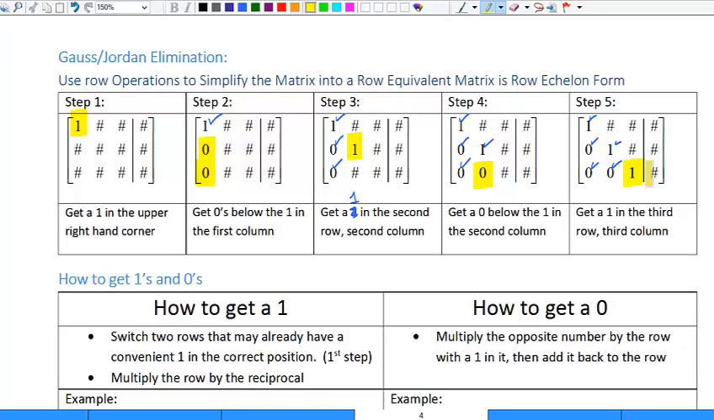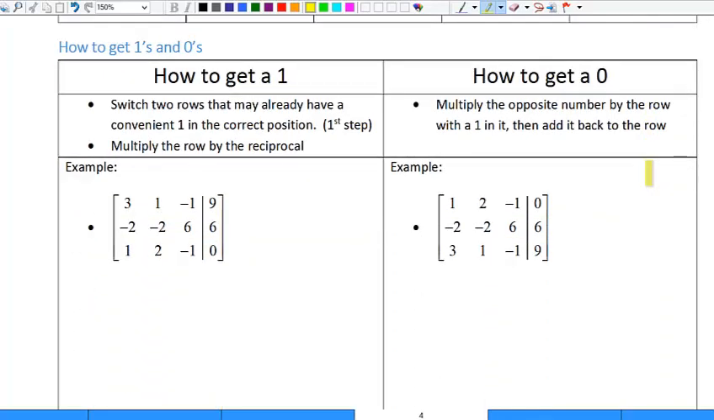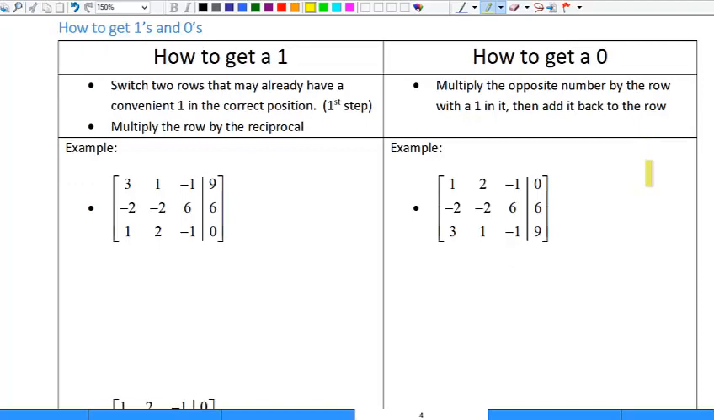Okay, so in order to get your 1s and your 0s, you need to know how to get 1s and 0s, which is one of the most important parts here. How to get a 1. There's 2 ways of doing this. The first one is just to switch a row that may already have a 1, a convenient 1 in the correct position. This is almost always used, if possible, in the first step only.